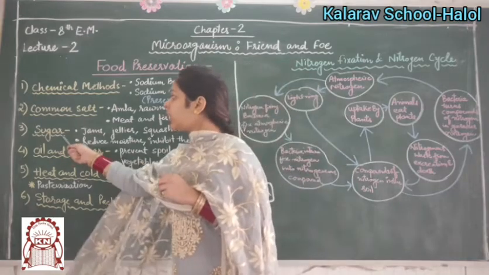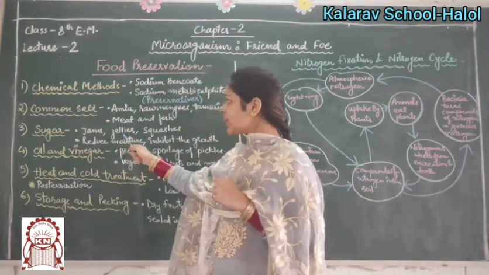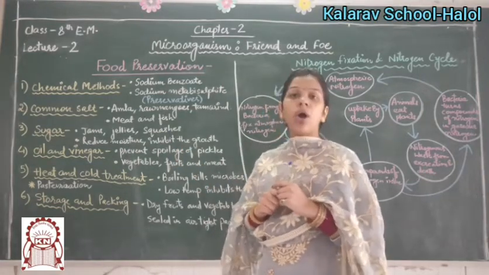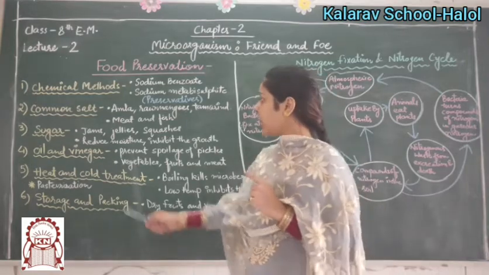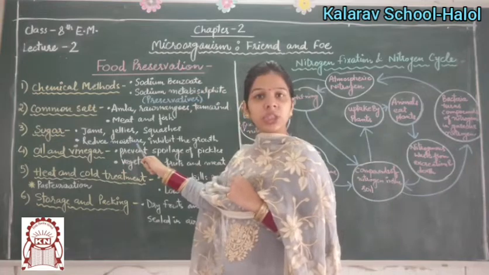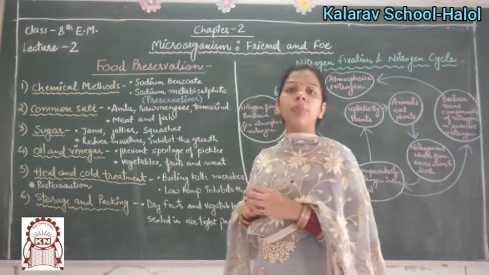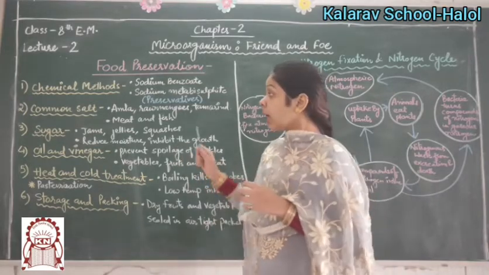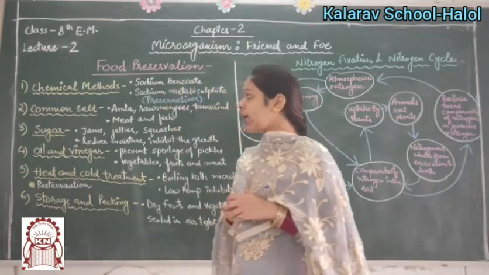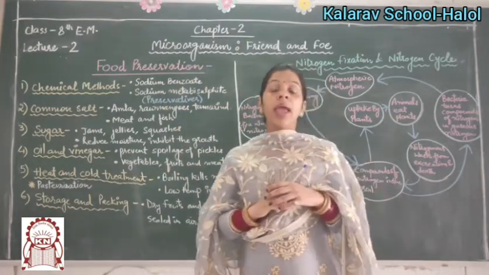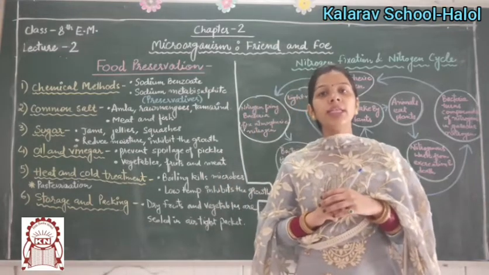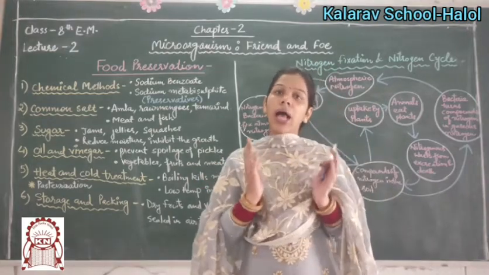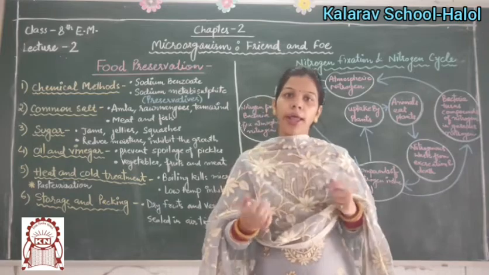Next, prevention by sugar. Jams, jellies and squashes can be saved by adding sugar to the food items. It helps to reduce the moisture, absorbs water from the food content and inhibits the growth of microbes. Fourth method is prevention by oil and vinegar. It helps to prevent the spoilage of pickle and vegetables, and fruits and meat items are also saved by applying oil and vinegar.